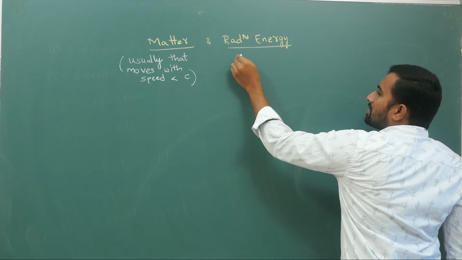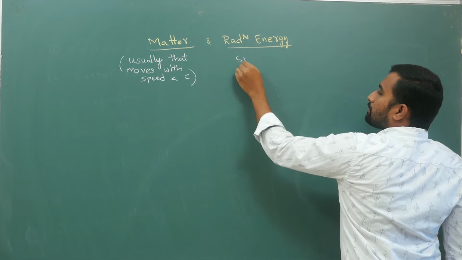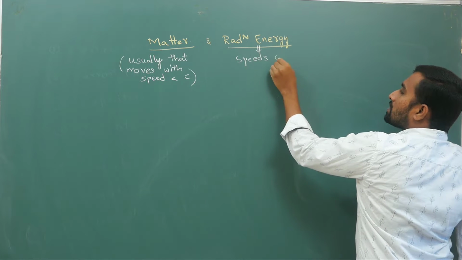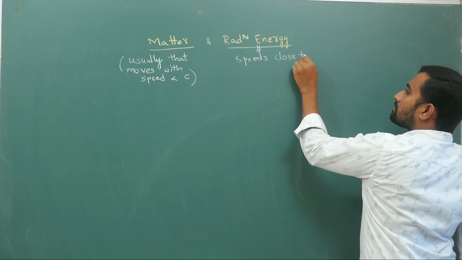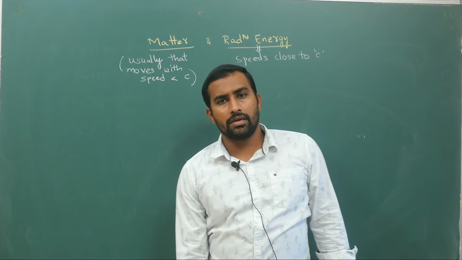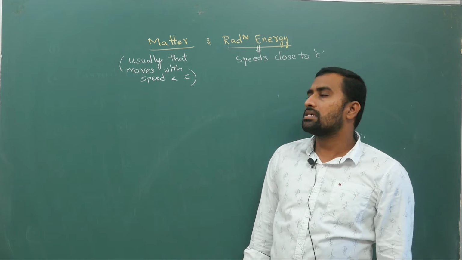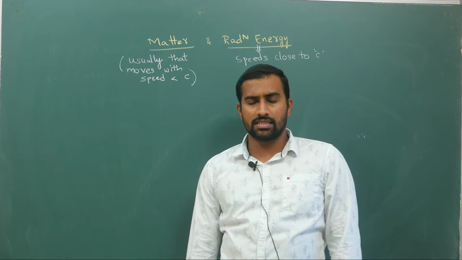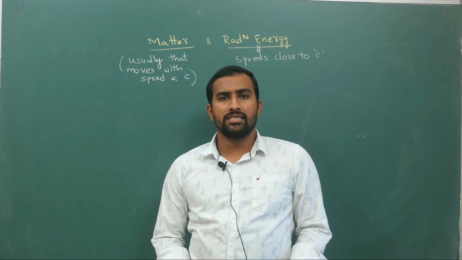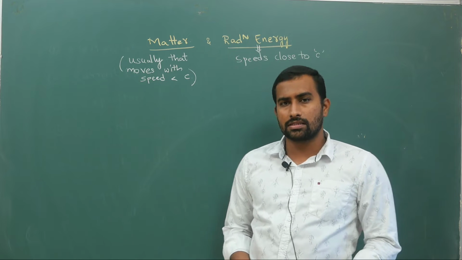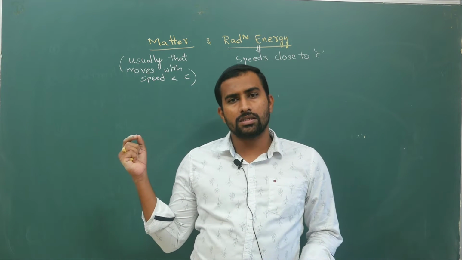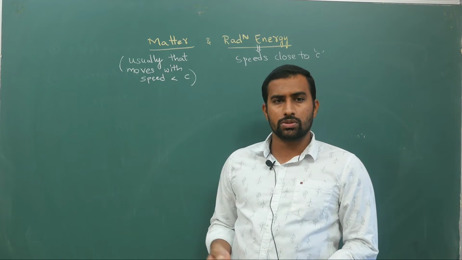And radiation energy moves with speeds close to the speed of light. So a matter particle is an object which moves with speed less than the speed of light. And you can call something radiation energy provided it is moving with speed close to the speed of light.